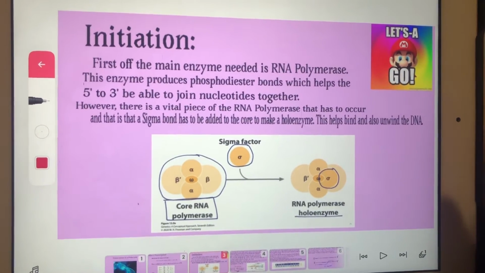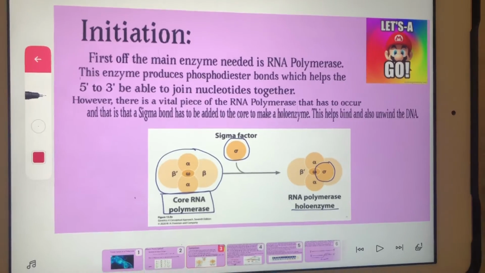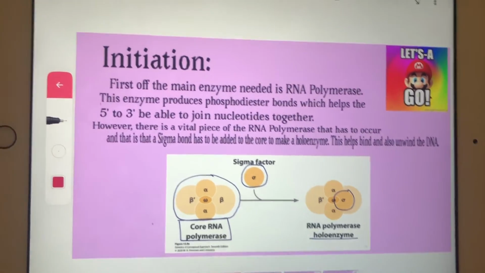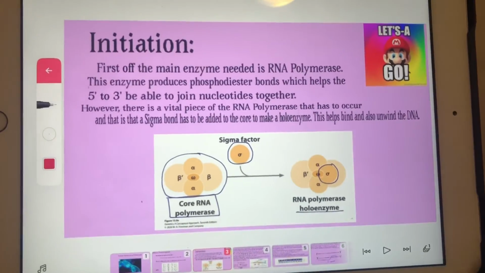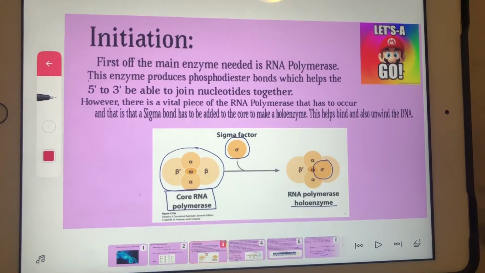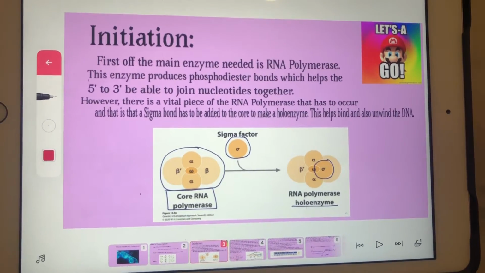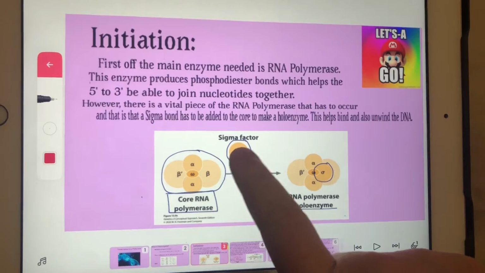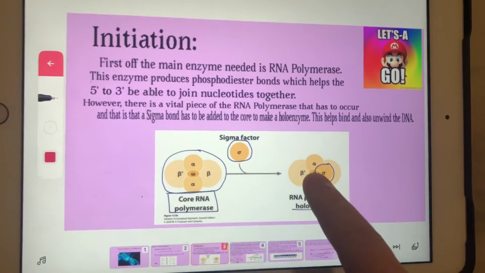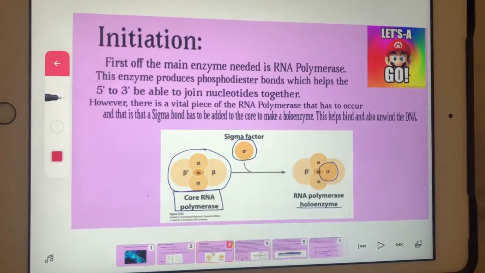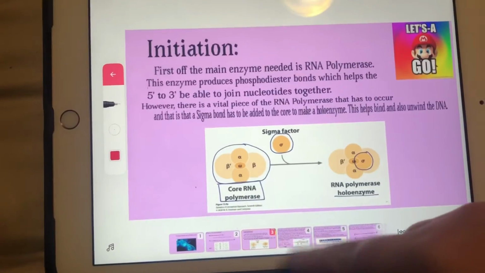First off, the main enzyme needed is the RNA polymerase. This enzyme produces phosphodiester bonds, which helps the 5' be able to join nucleotides together. However, there is a vital piece of the RNA polymerase that has to occur, and that is that the sigma factor has to be added to the core to make a holoenzyme. This helps bind and also unwind the DNA.